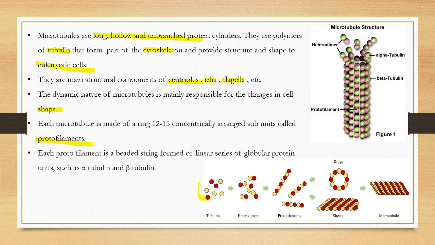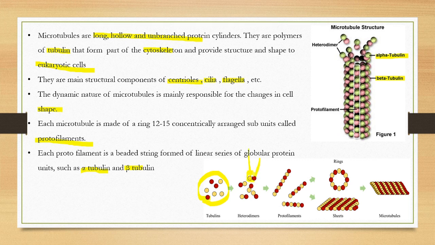So this is the tubulin protein, which are of two types. These proteins are of two types. One is called the alpha subunit or alpha tubulin, and the other one is called the beta tubulin. So here you can see the alpha tubulin and the beta tubulin.